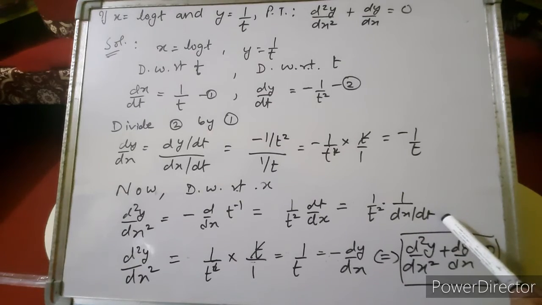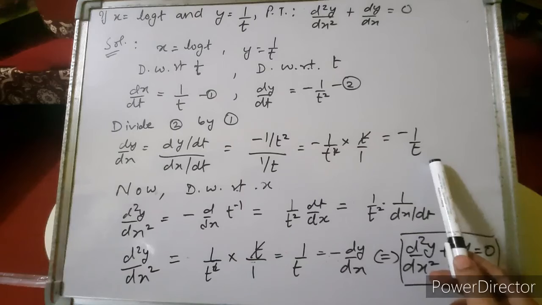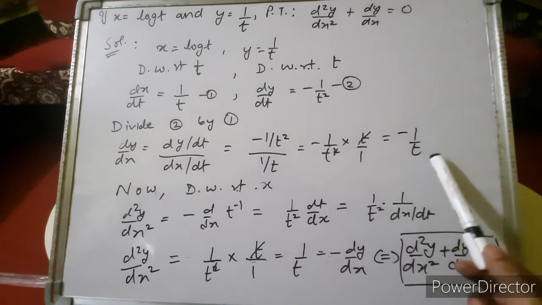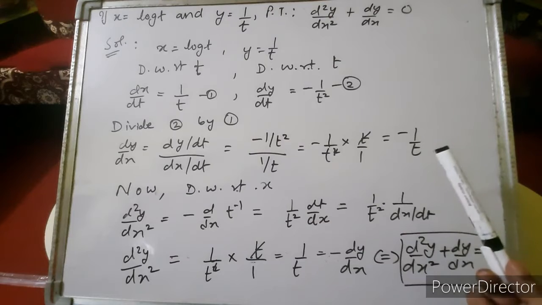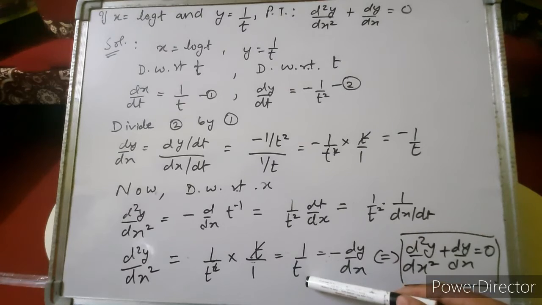Right. And the value of dx upon dt we have already calculated. It is 1 upon t. When we put dx upon dt as 1 upon t, it will get reciprocal, t upon 1, and this t and t will get cancelled. So finally, for the d2y by dx2 value, we have obtained 1 upon t. Right. And because we have to obtain dy by dx, somehow we have to relate this value to dy by dx. We have calculated the value of dy by dx as minus 1 upon t. So the value of 1 upon t will be minus dy by dx. So in place of 1 upon t, I have written minus dy by dx. Right.